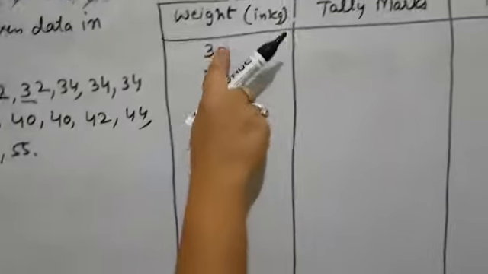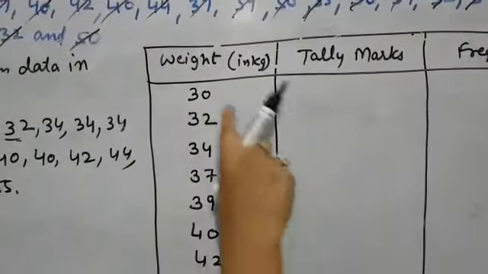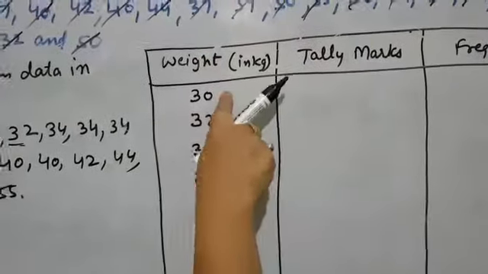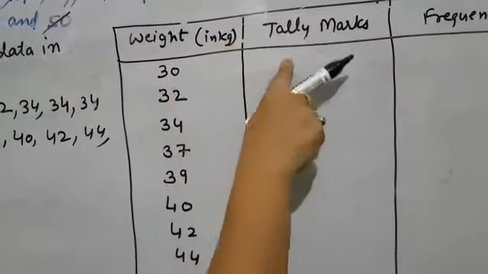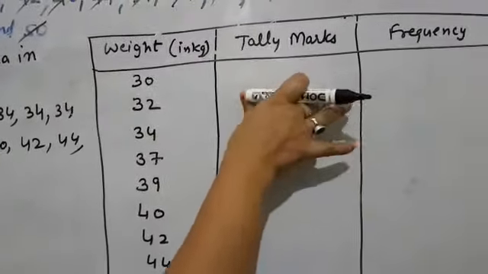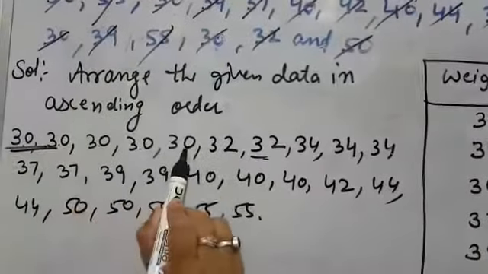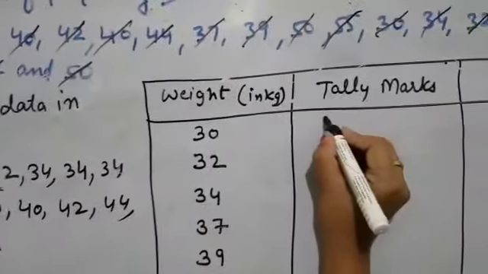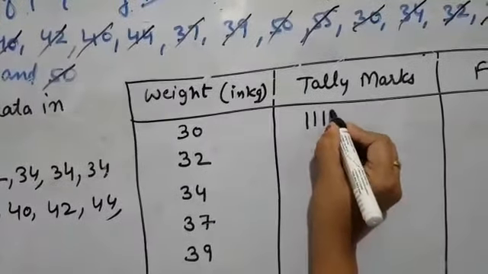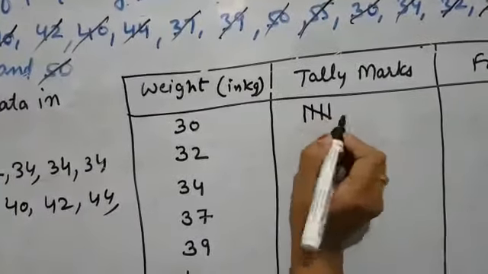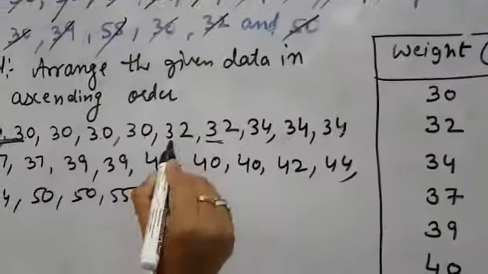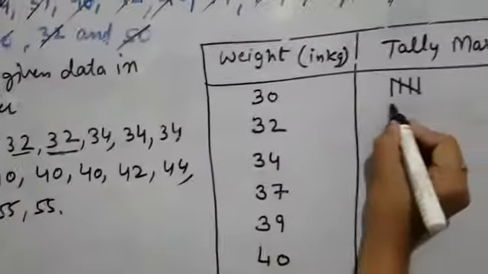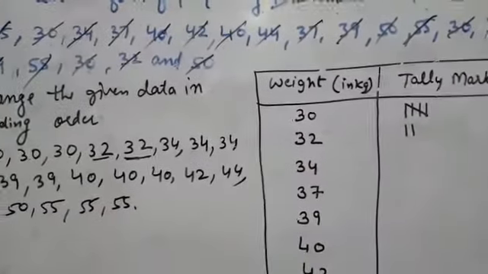Okay. Now we will see these are the weights. These are repeating. How many times they are repeating we will not write here. We will just write 30 kg, 32 kg, and how many times 30 is repeating we will write in tally marks. Okay. So how many 30s? 1, 2, 3, 4, 5 30s are there. How will we write? 1, 2, 3, 4, and the fifth one is like this. Okay. Next 32. 1 and 2. So 1 stroke and 2 strokes you will put.